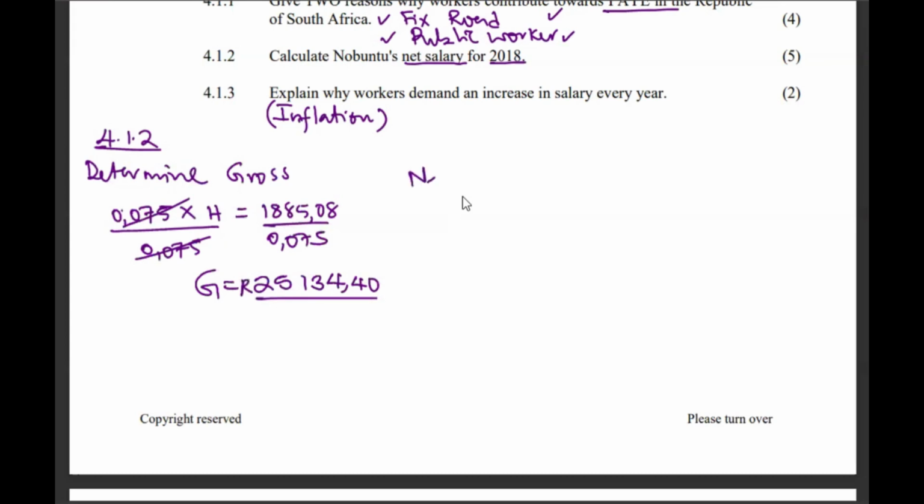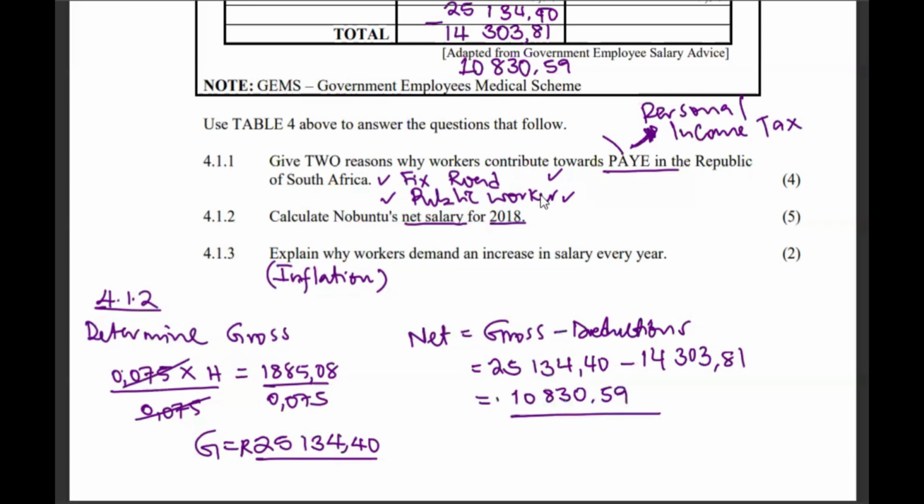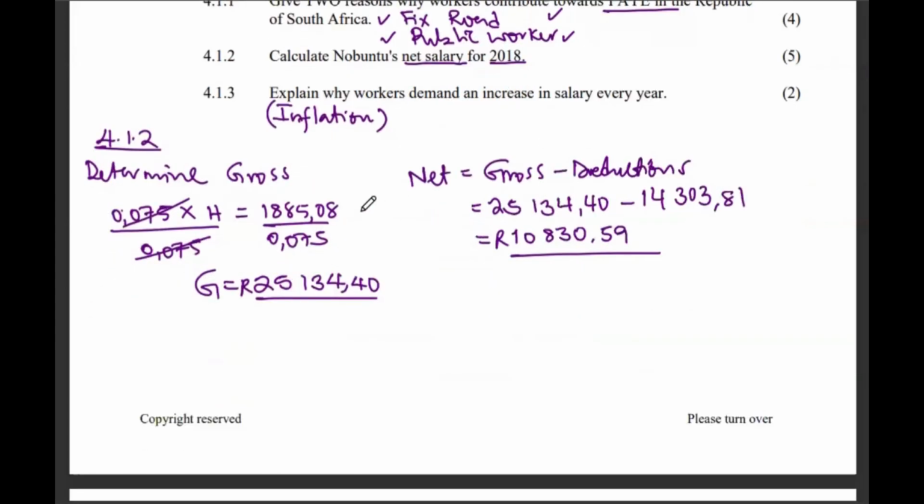So that means the net will be the gross minus the deductions. We found the deductions were 14,303 rand 81 cents, so the net salary is 10,830.59. Deductions are so much, like half of the salary. Hey, okay, that's what happens. So the 5 marks were about the gross.